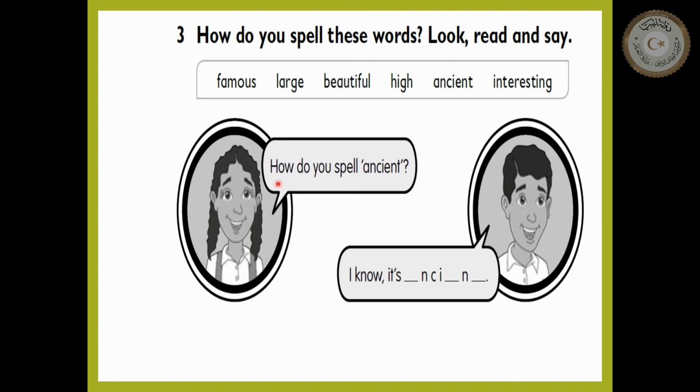How do you spell? How do you spell? Again, how do you spell large? L-A-R-G-E. Excellent. How do you spell beautiful? Excellent.